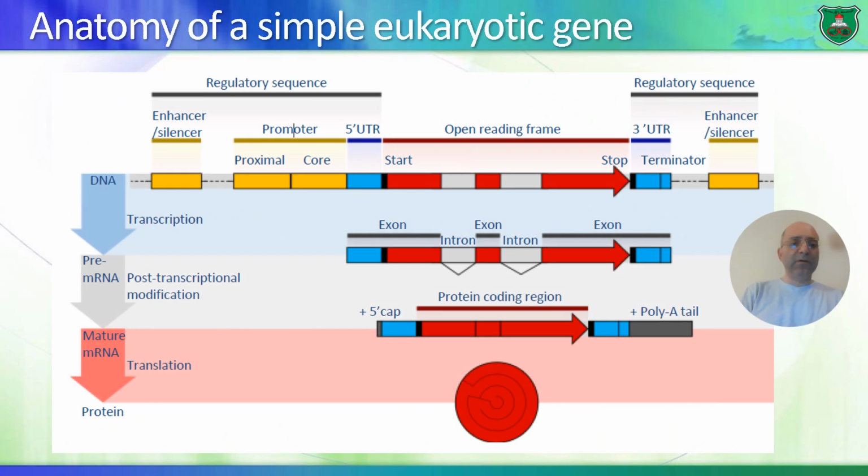So this here sort of summarizes what I talked about in the past two lectures, in that you have a core promoter. If you look at the DNA and you look at the gene itself, the expression of certain genes can also be controlled by what is known as a proximal promoter element, and also by enhancers or silencers.